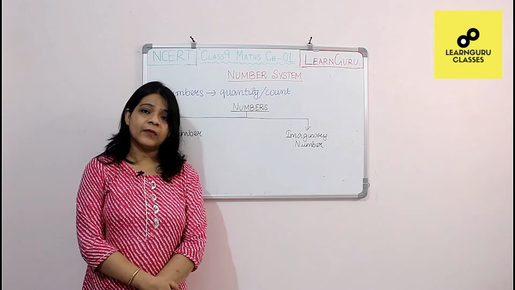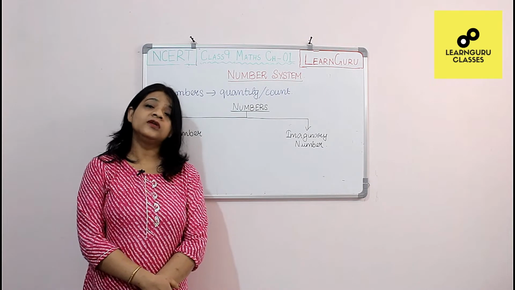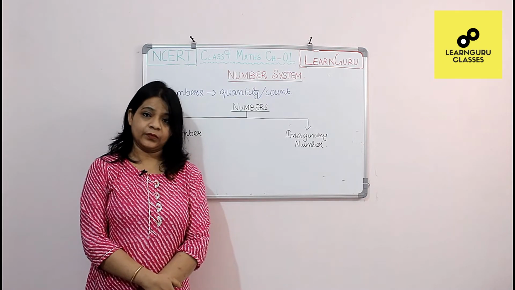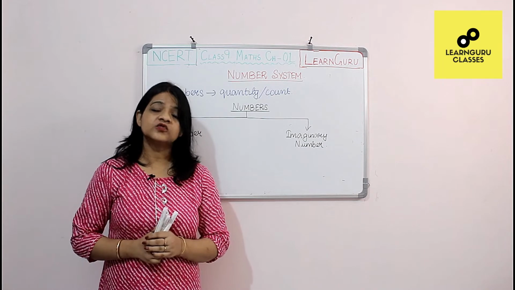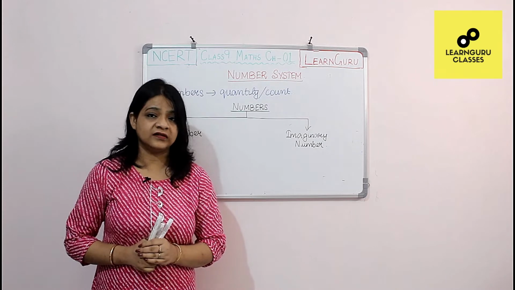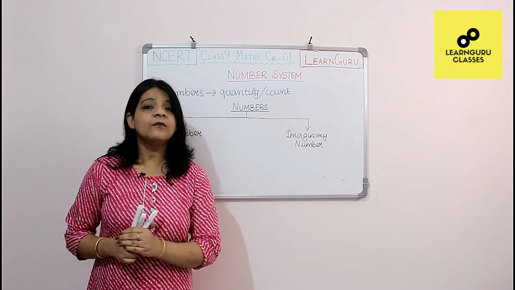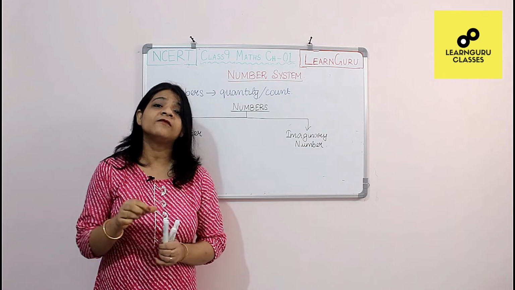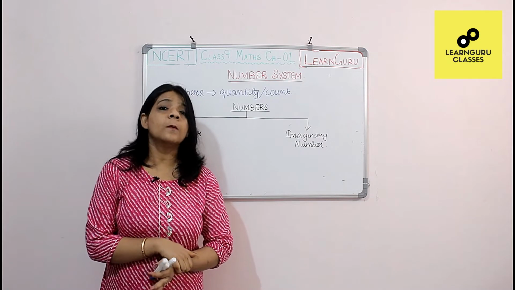Numbers have become an integral part of our day-to-day life. We use numbers everywhere, every time. For example, if you go to the market to buy something, you have to specify the quantity. For example, 5 kgs of rice, 10 mangoes. So what is 5 kg of rice? 5 kg denotes the quantity of rice you want to buy.